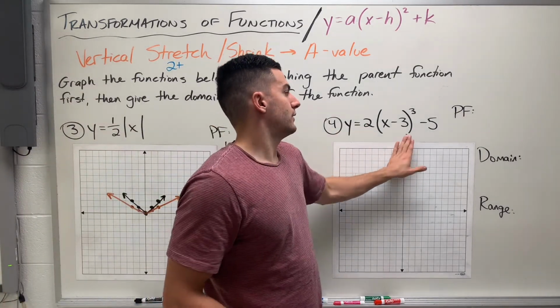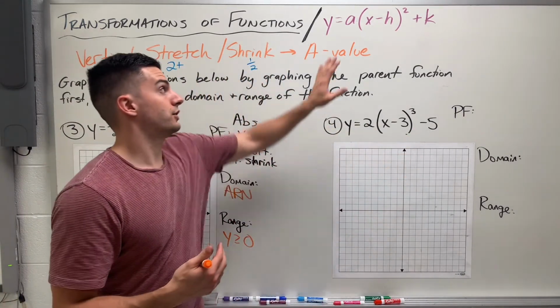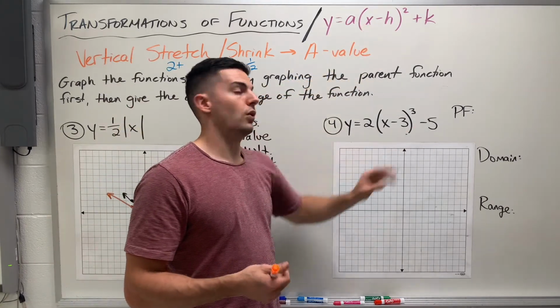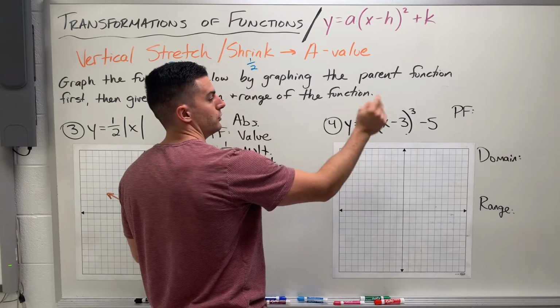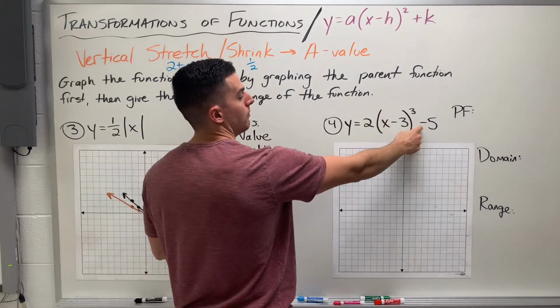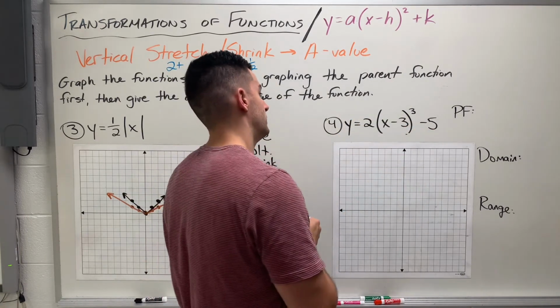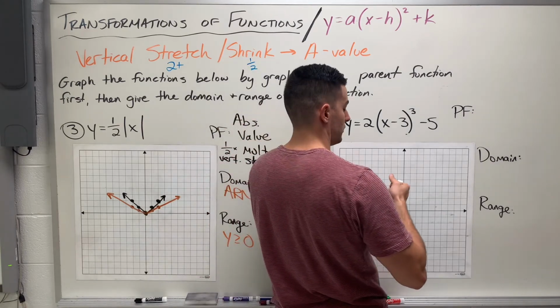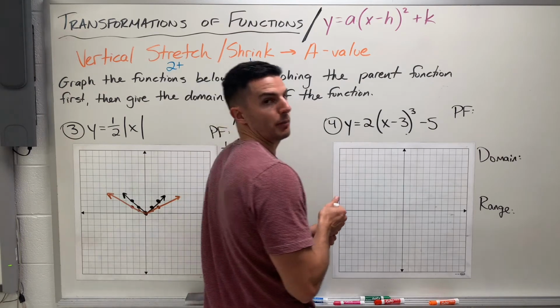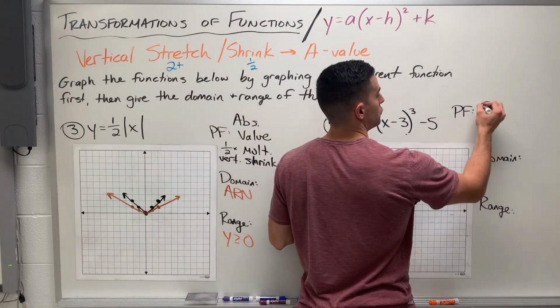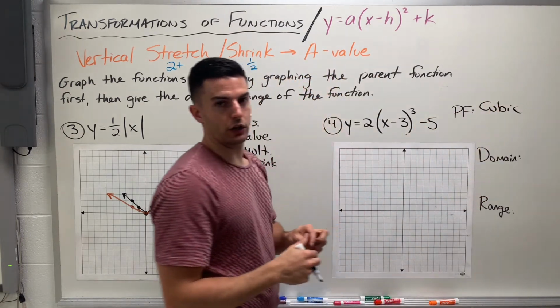And again, this is a taste of all the different transformations that we can have within one equation. Crazy. So this says y equals 2 times the quantity x minus 3 cubed, minus 5. Wow. So again, same process no matter how complicated it is. Okay, so my parent function is a cubic based on that exponent of 3.